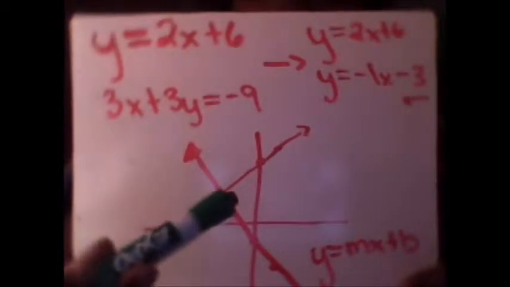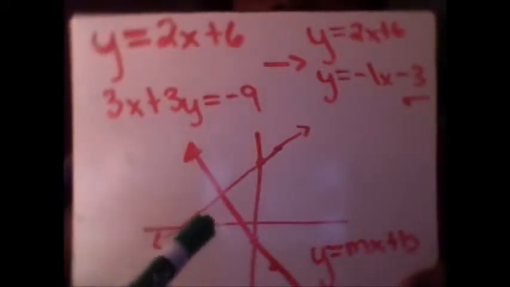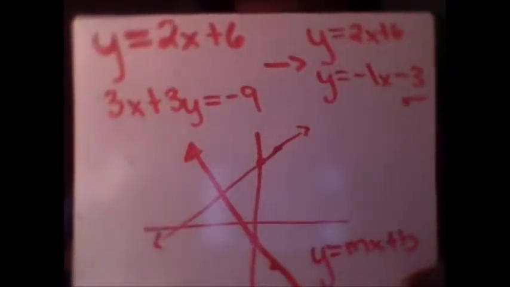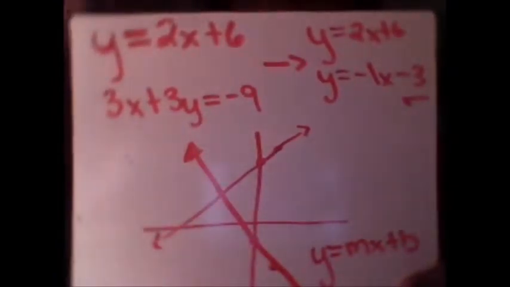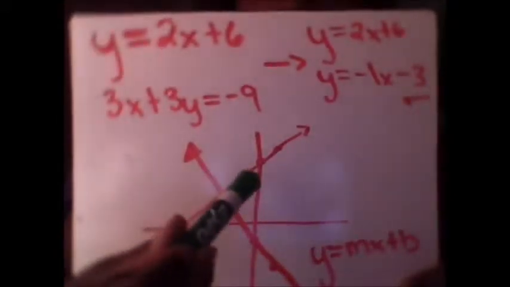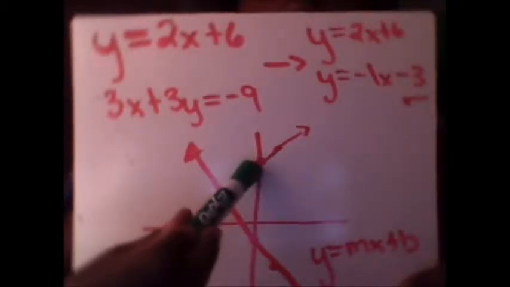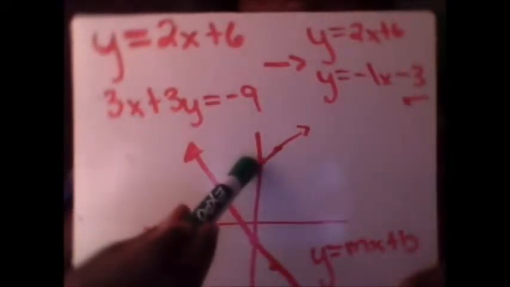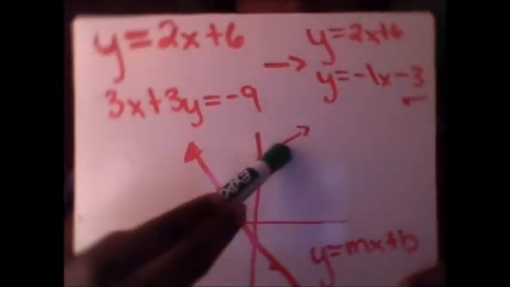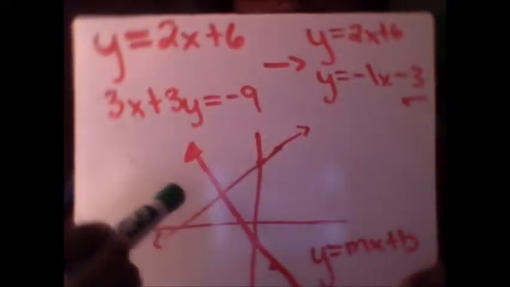To graph the first equation, you have y equals 2x plus 6. Now we all know, as from earlier, you have to use y equals mx plus b. Our slope is 2 and our y-intercept is 6. So we're going to start at 6 and go up 2, over 1. And that gives us our first line.